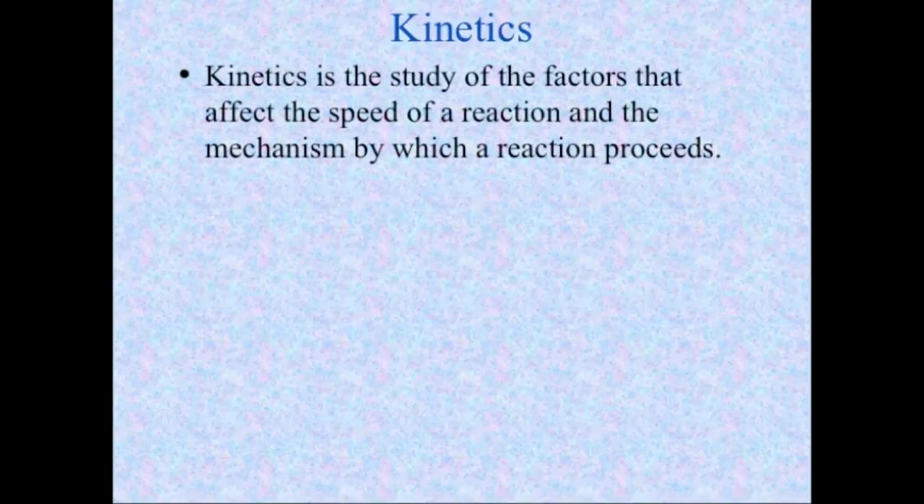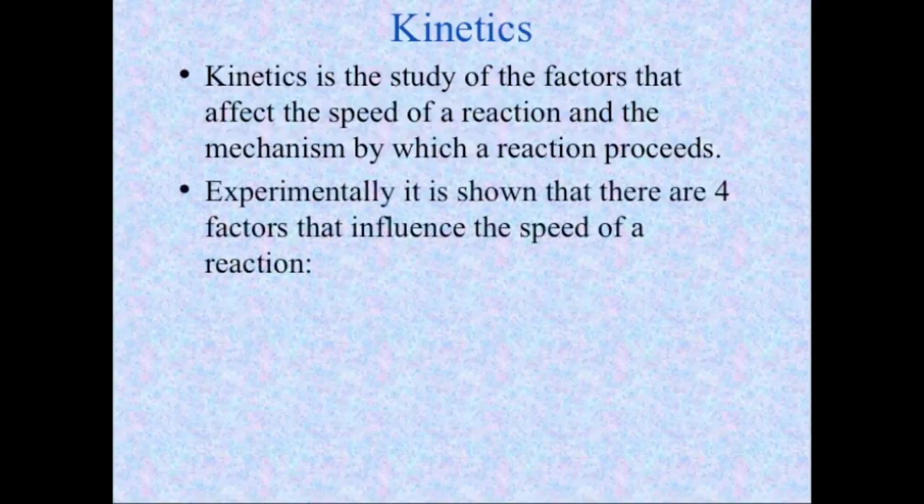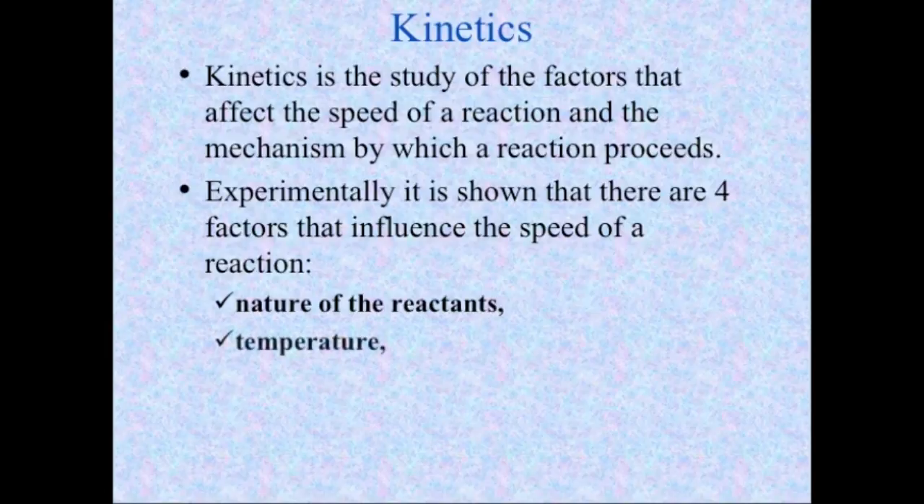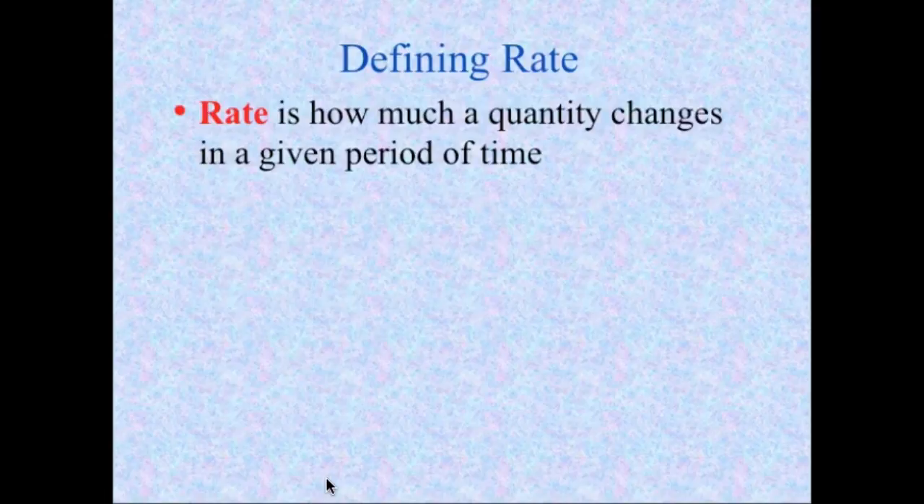In this chapter, we're going to study kinetics, which is the study of the factors that affect the speed of a reaction and the mechanism by which a reaction proceeds. Experimentally, it is shown that there are 4 factors that influence the speed of a reaction. First is the nature of the reactants. Secondly, the temperature. Thirdly, any catalysts that might be present. And last, concentrations. So if we're talking about kinetics, we have to define what we mean by rate.